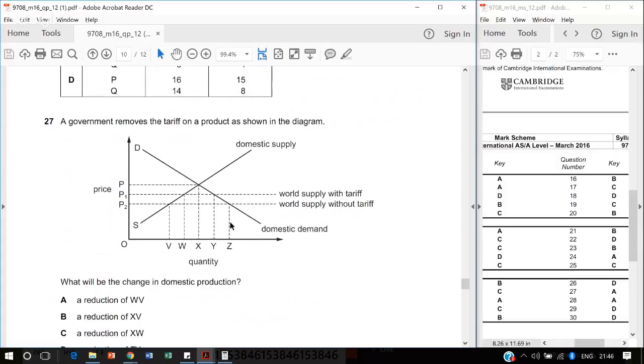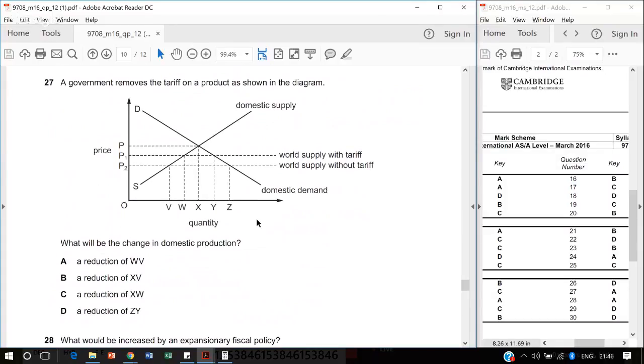A government removes the tariff on a product as shown in the diagram. Okay, what will be the change in domestic production? So we're moving from this world supply here to this world supply there. Initially, domestic production would have been here at W. Now that's going to fall to V. It's a reduction of V to W. A.